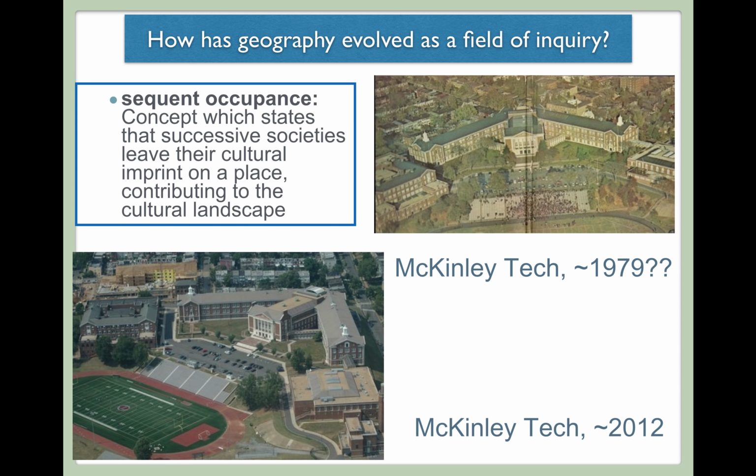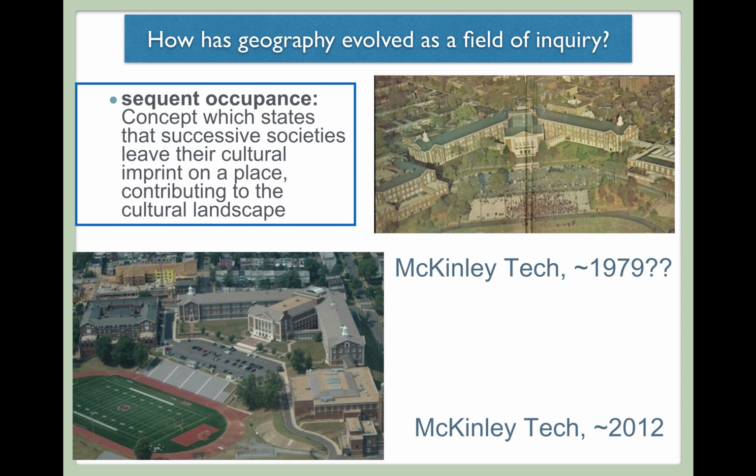If we as human geographers have evolved in our studies so that we're not just simply making maps, we're looking at how a particular place has taken on the characteristics of different groups of people over time. On the top right, I found a picture of McKinley Tech in what I believe to be approximately 1979. I can't confirm that, but I think that's approximately when this picture was taken.